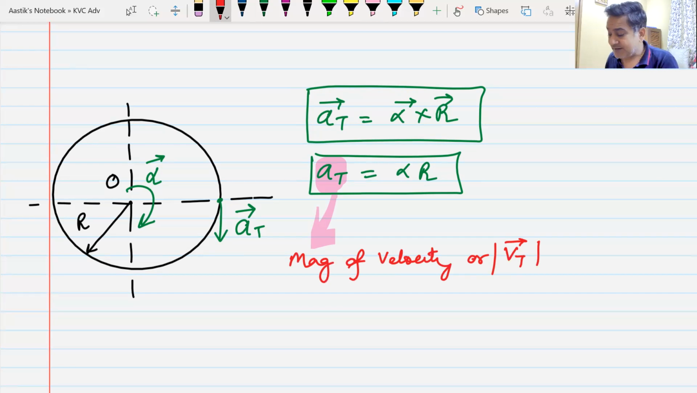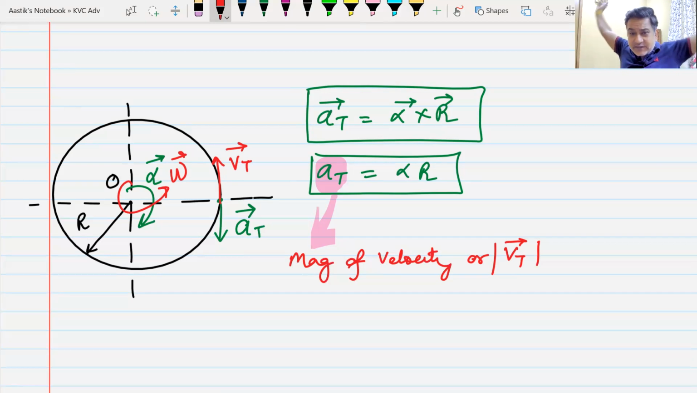See, if tangential acceleration is like this and the particle is rotating like this with an angular velocity omega, its tangential velocity would be like this. So this will be opposite to your tangential acceleration, and therefore the magnitude of tangential velocity will decrease. Do we understand this? Yes, sir. So this is the gentleman that changes the magnitude of velocity.